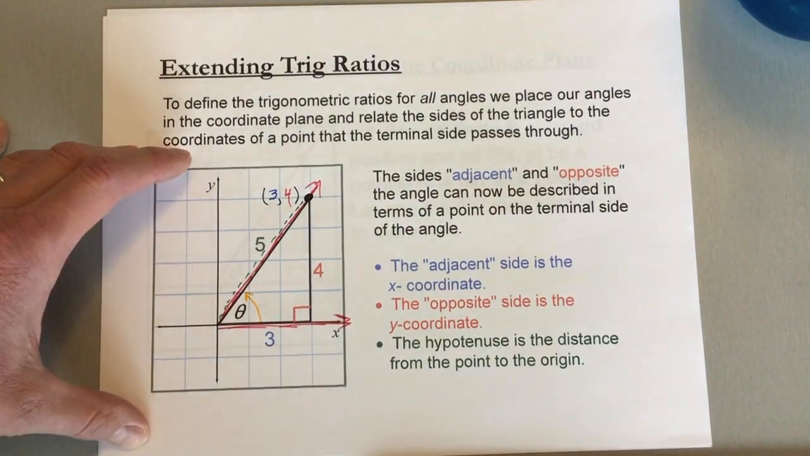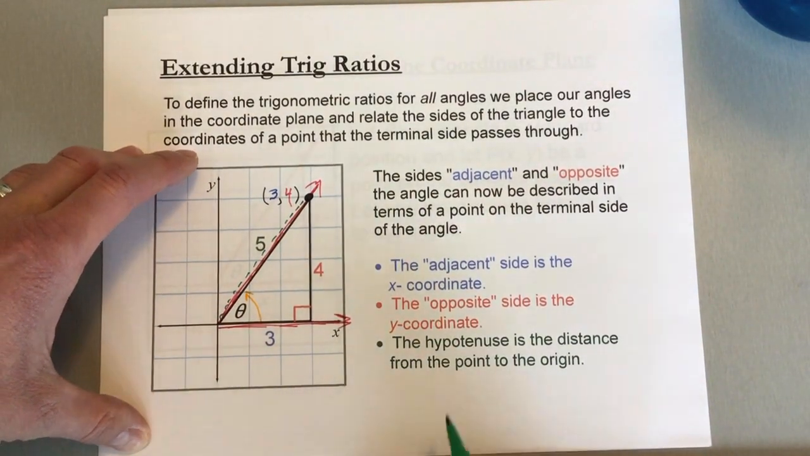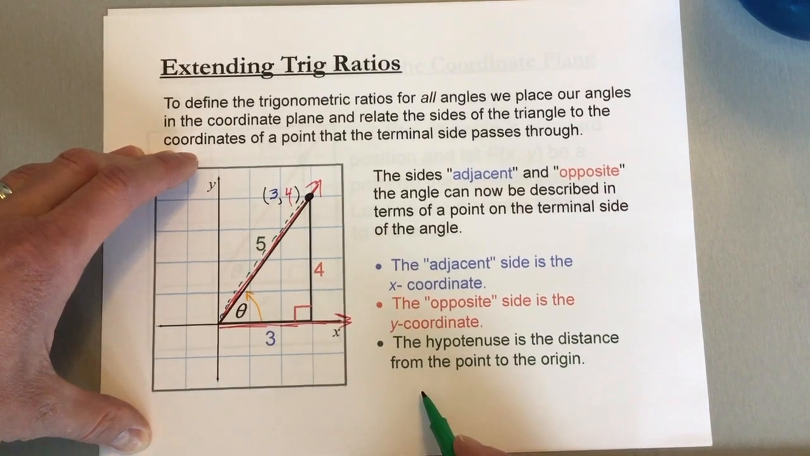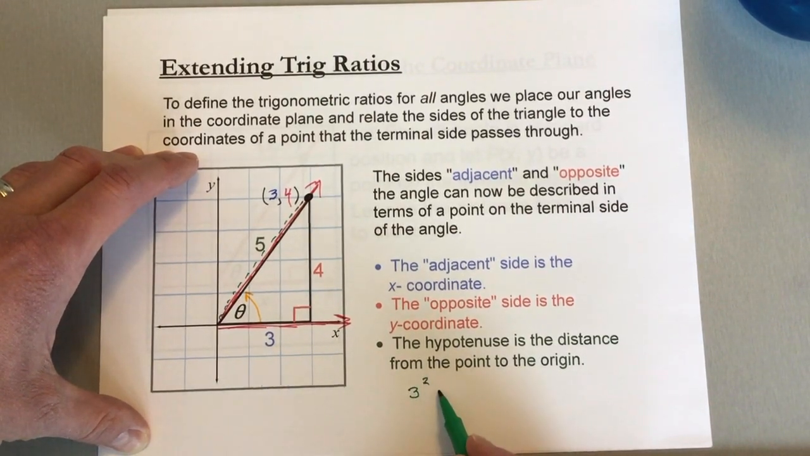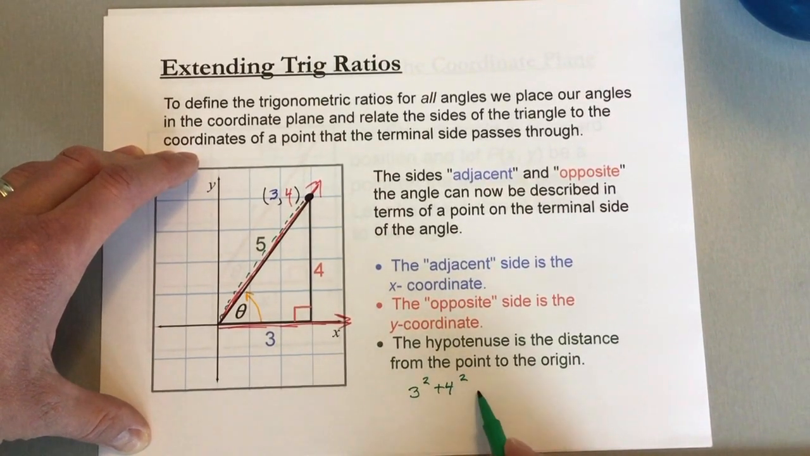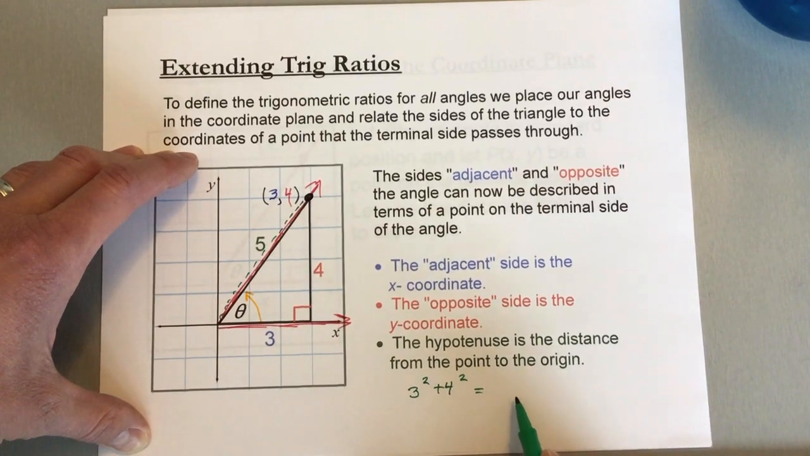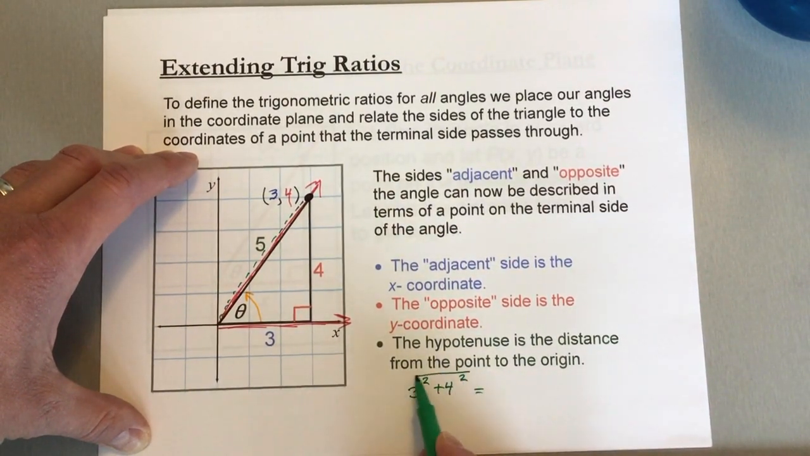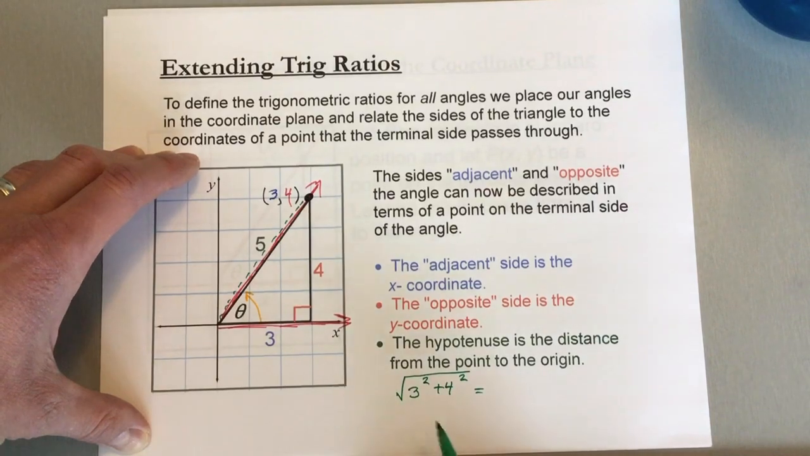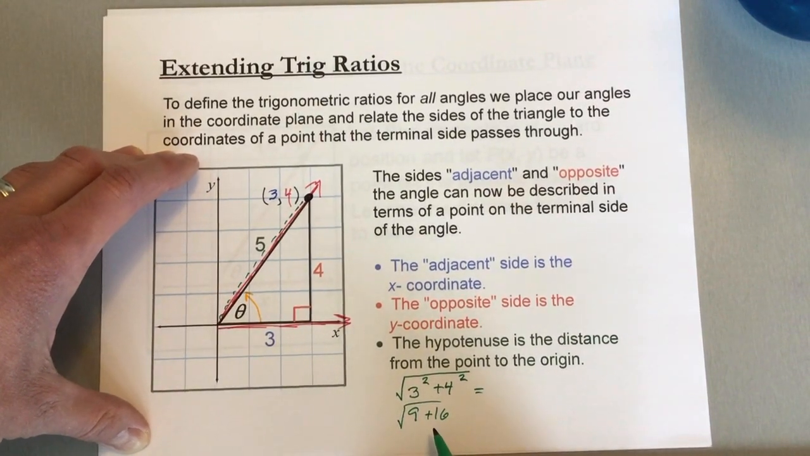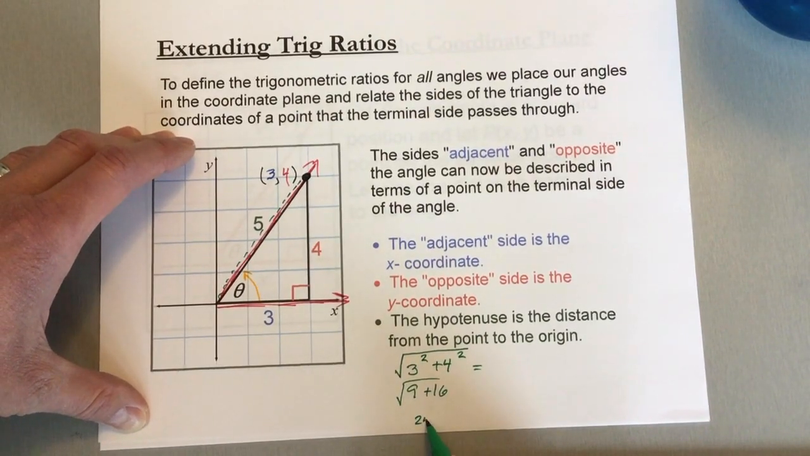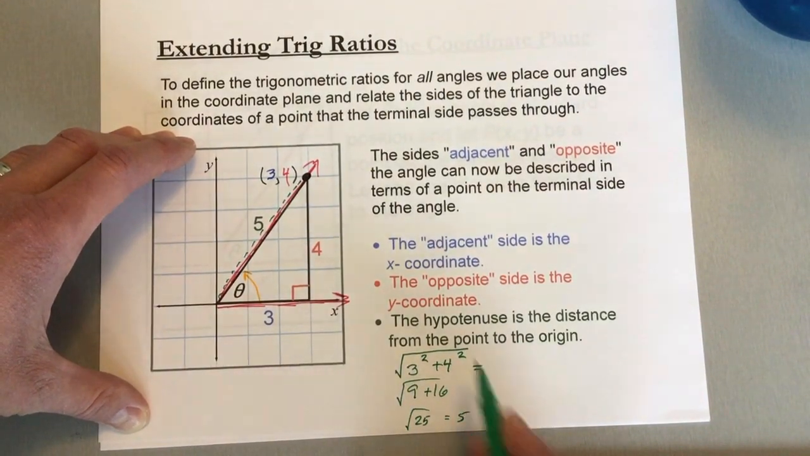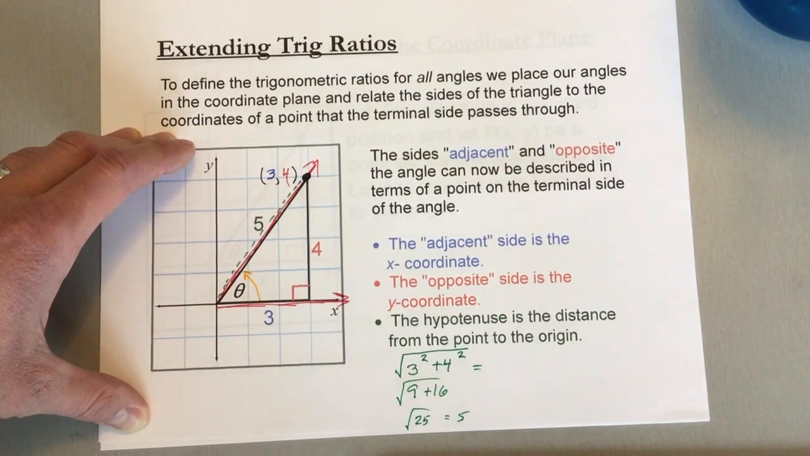Now I could find that distance by essentially doing the Pythagorean theorem. I could take 3 squared plus 4 squared, and that would be equal to that distance squared. So taking the square root of this would find that length for me. And I can prove that to you here. This is the root of 9 plus 16, which is the root of 25. So that distance from the point to the origin is 5.